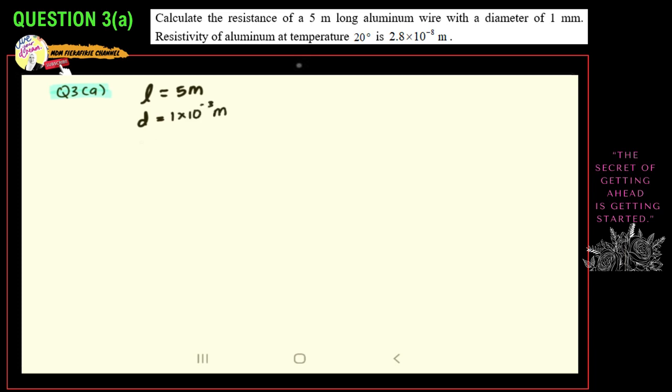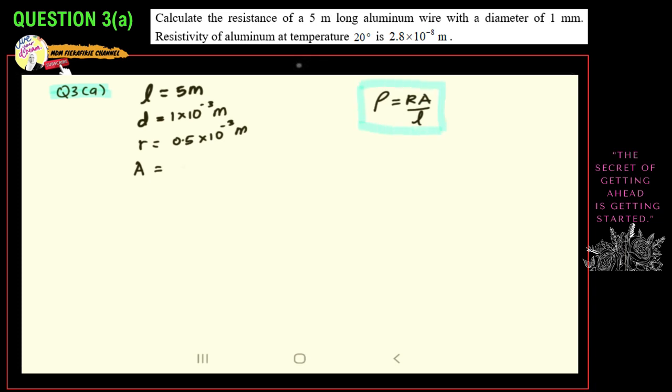millimeter. And okay, it's a diameter, so that means we need the radius in order to calculate the area, the cross-sectional area of the wire. So the radius is 0.5 exponent -3 meter. Then we can straightaway calculate the area, because we want to use the equation rho is equal to RA over L. That's why we need the area.